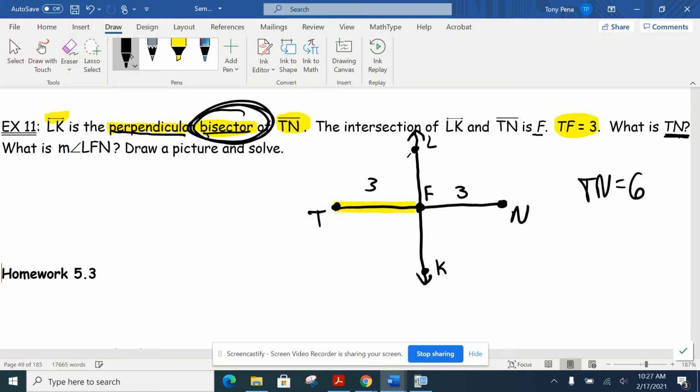And then the last thing, what is the measure of angle LFN? So angle LFN is here's L to F, and then come out here to N. So we're talking about this angle over here. Remember how it's a perpendicular bisector? So that guarantees that this is a 90-degree angle for all 4 of these corners. So this has to be a 90-degree angle. Okay.